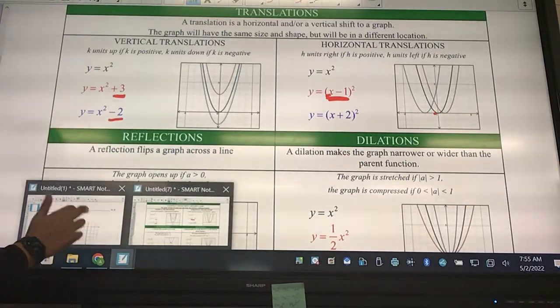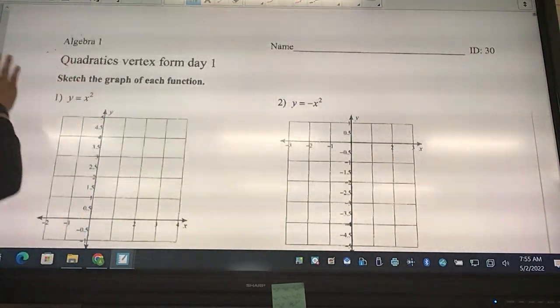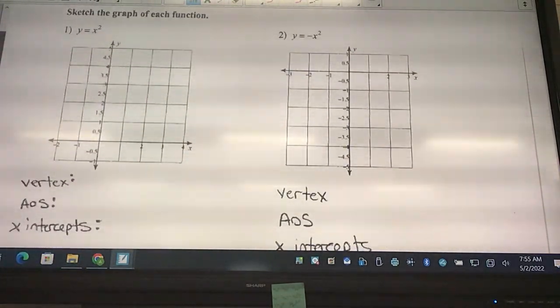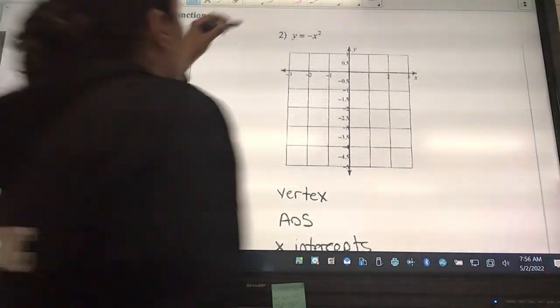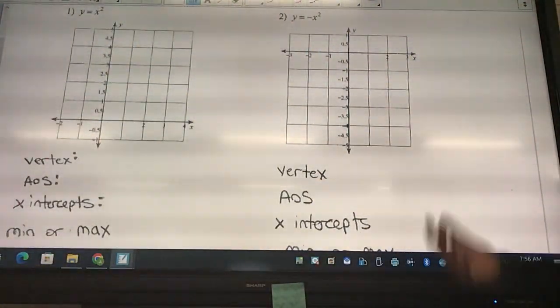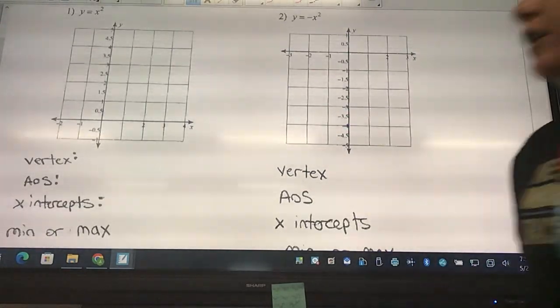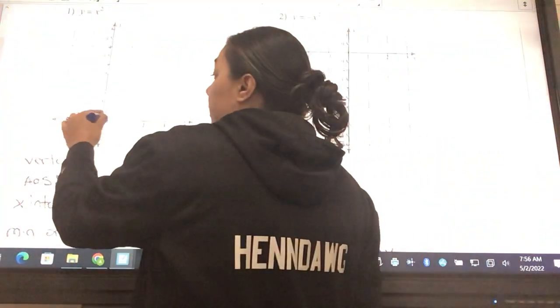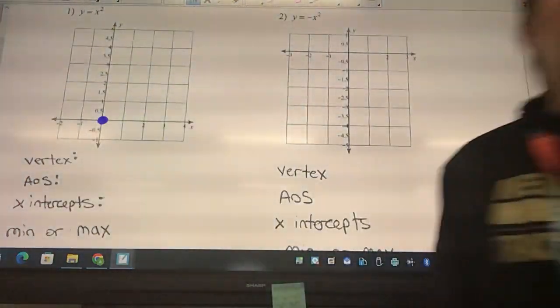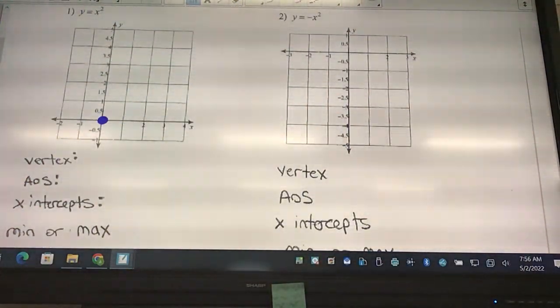Now let's look at your sheet. Our very first one is our mommy and daddy function. And I'm actually going to do 1 and 2. So this graph starts at 0, 0. We're going to graph the mom and dad function. It starts at 0, 0. There's some properties with these graphs.